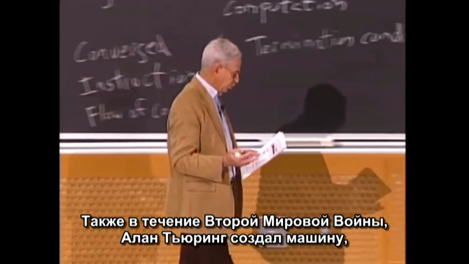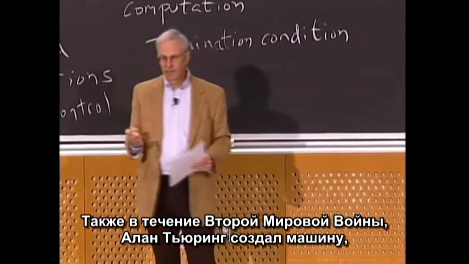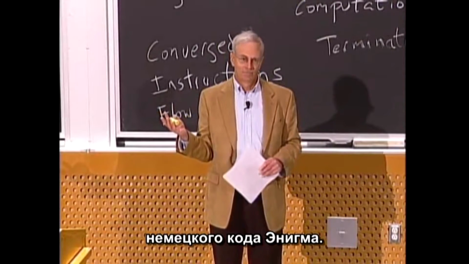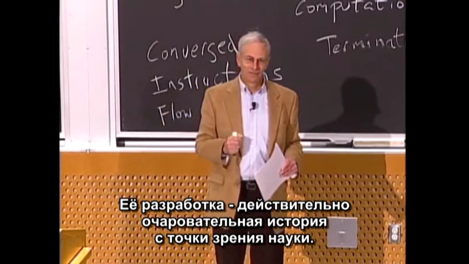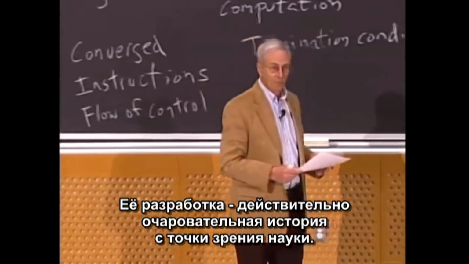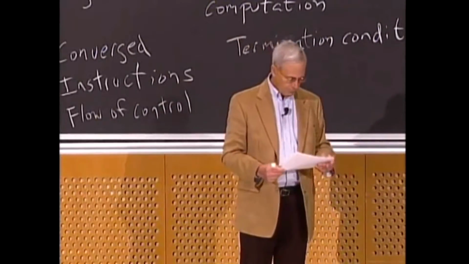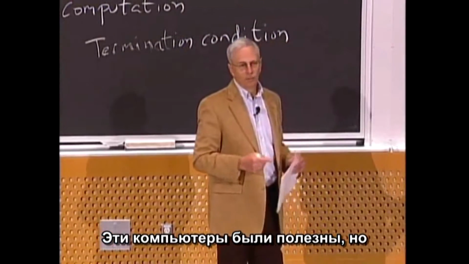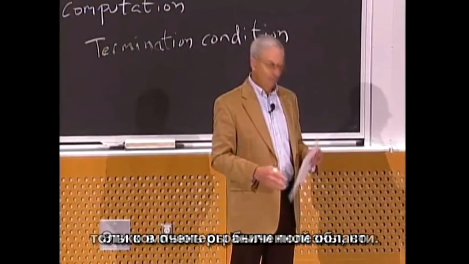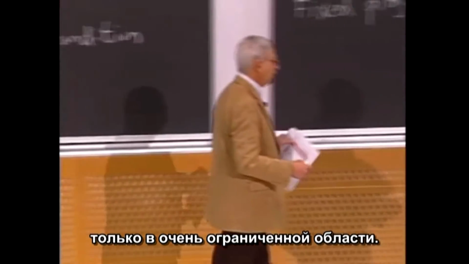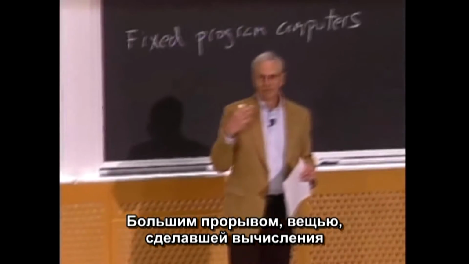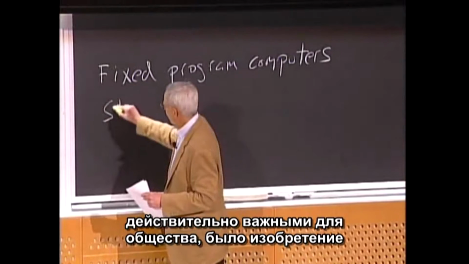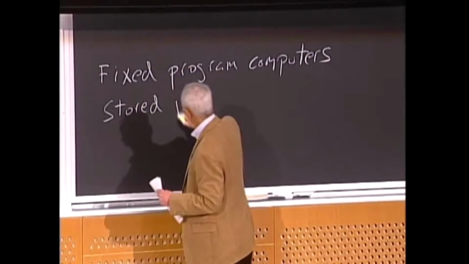Also during World War II, Alan Turing built a machine specifically designed for breaking the German Enigma code. Actually, a fascinating story of science, how that was built. But again, that was all it could do. These computers were useful, but only in a very limited way. The big breakthrough, the thing that made computation really important to society, was the invention of the stored program computer.